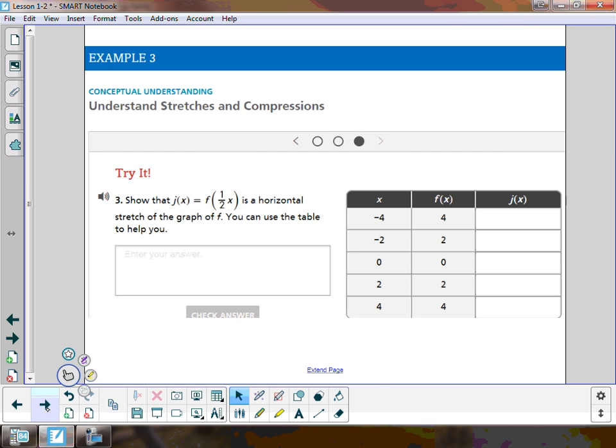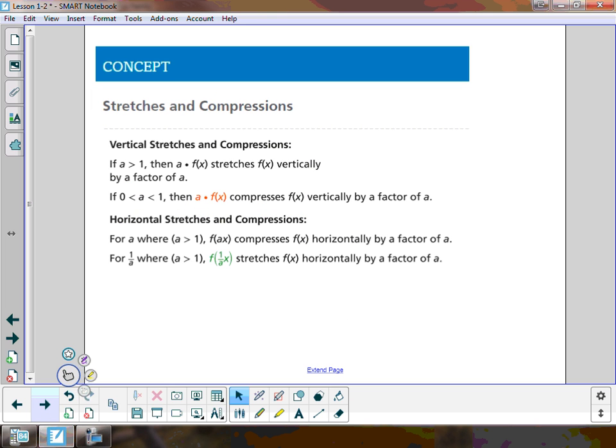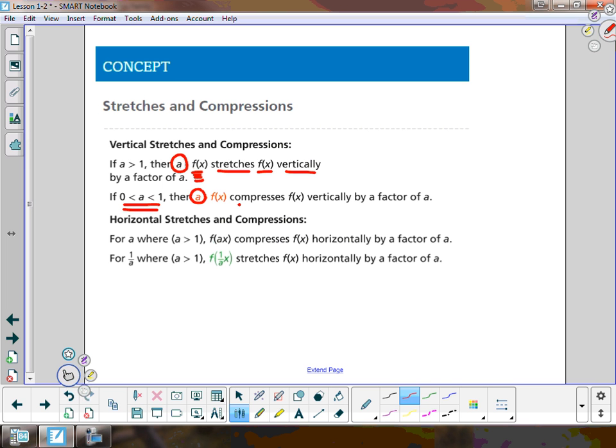we have a summary right here. If you're multiplying a number outside the function and that number is greater than 1, it'll stretch the y's, or f of x, vertically by that factor. If you have a number on the outside of the parent function, but that number is a fraction, it's going to compress vertically by that factor. So the example here would have been 2 absolute value of x. The example here would have been 0.5 absolute value of x.